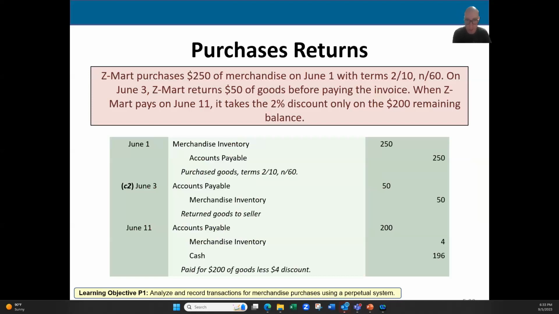11th, paying the bill. Debit accounts payable $200. Credit cash $196. Why $196? Because 200 times 2% is $4. Okay? So, credit cash $196, because that's how much cash I paid. I credit merchandise inventory $4 to reduce the value of my inventory by $4. Make sense?